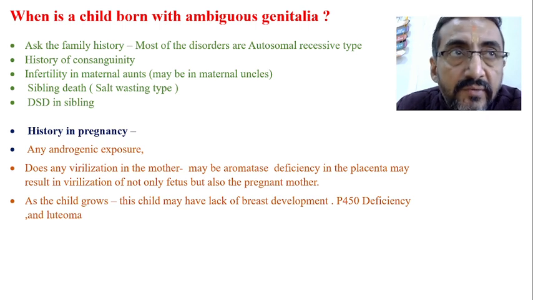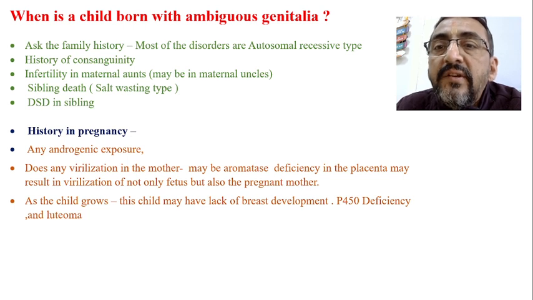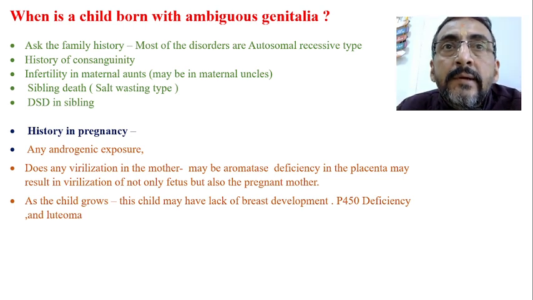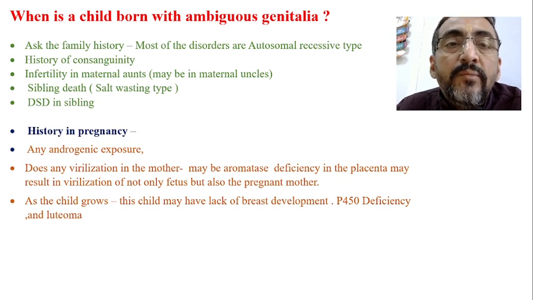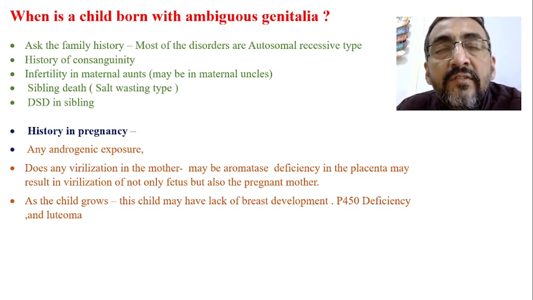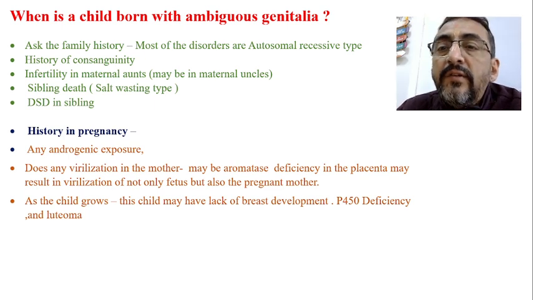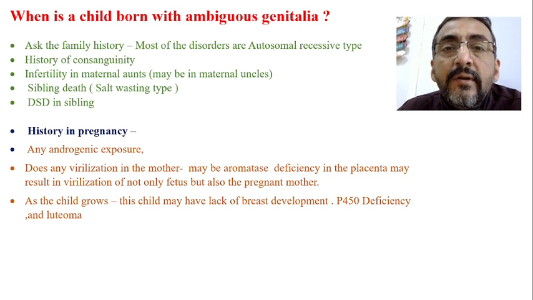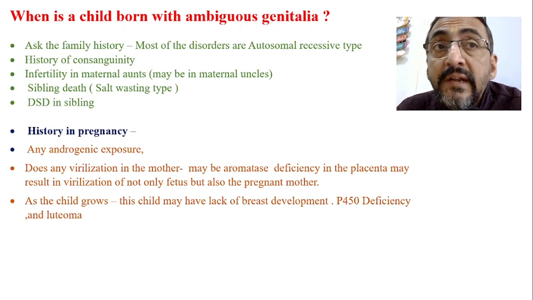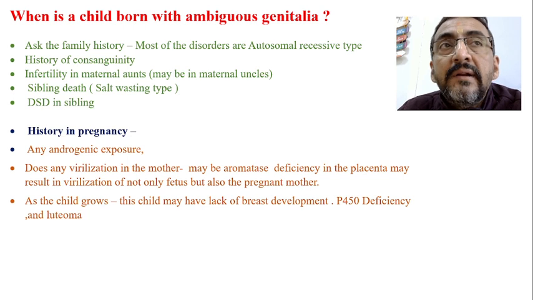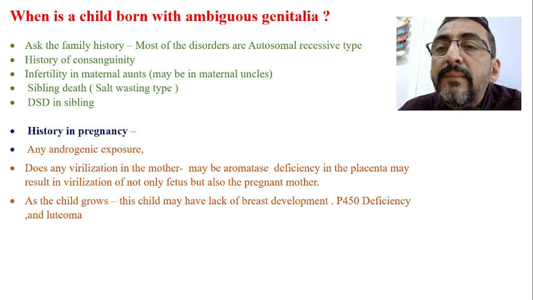Number one, details we will see later. Number two, you should ask about the history of consanguinity. Consanguineous marriages most commonly lead to an increased incidence of autosomal recessive, and X-linked recessive type of disorders. Third, you have to ask the history of infertility in the maternal aunts or maternal uncles, that is from the maternal side. So whether there is any history of infertility from that side is also very important.